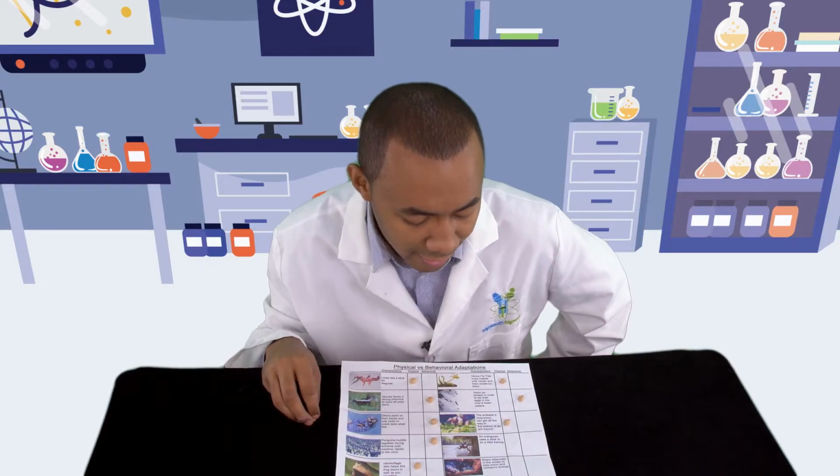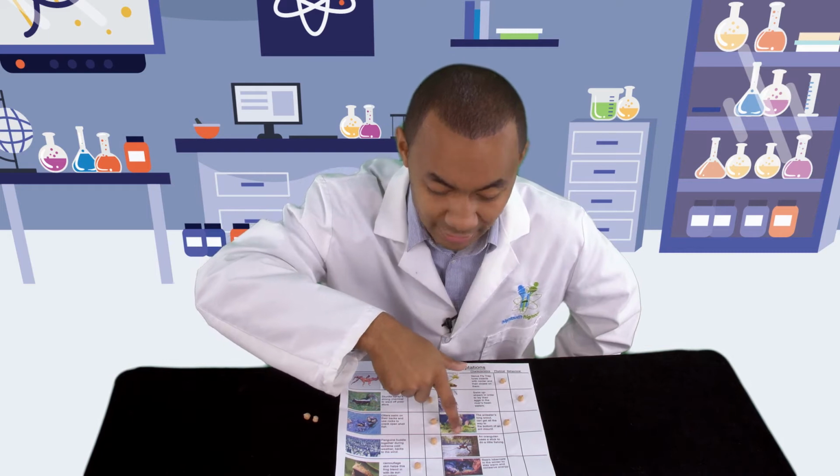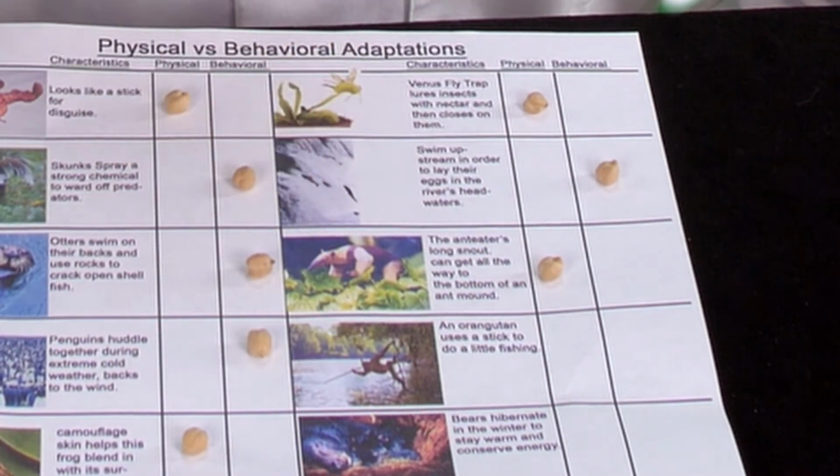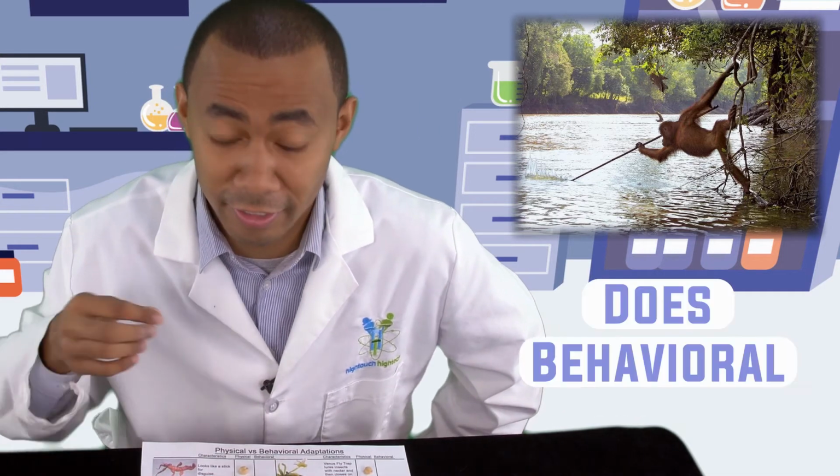So next we have a picture of an orangutan, okay, a monkey. So this orangutan uses its stick to do a little fishing. Obviously, they're not born with a stick. They don't have sticks as soon as they're born. This is something that they learn, right?